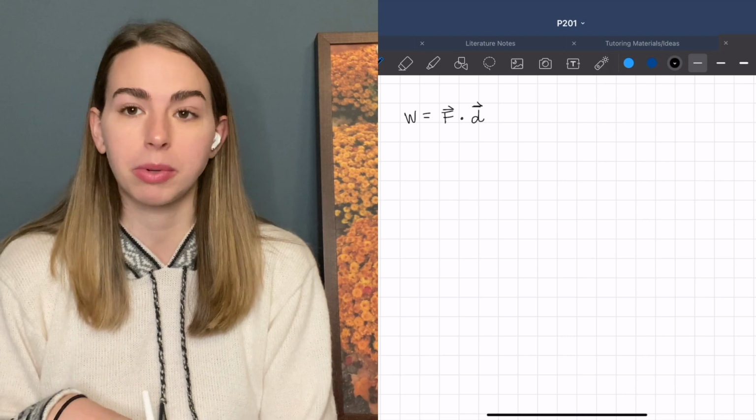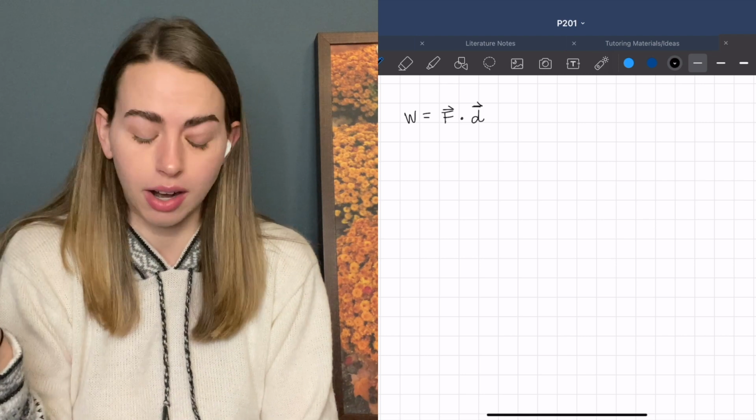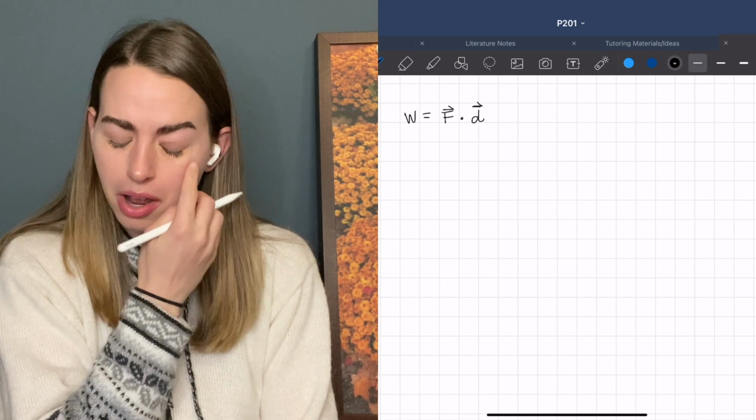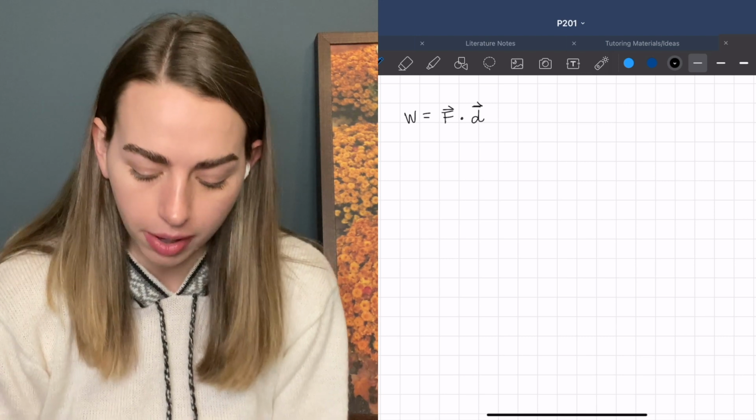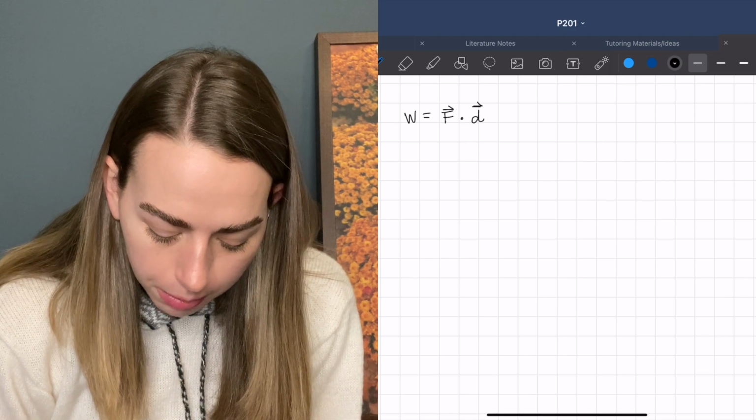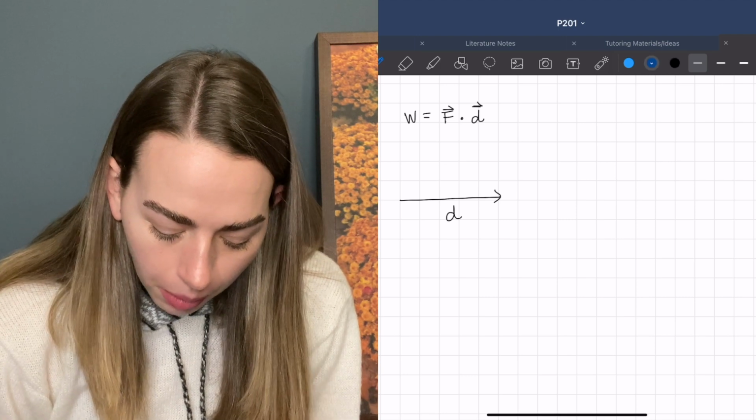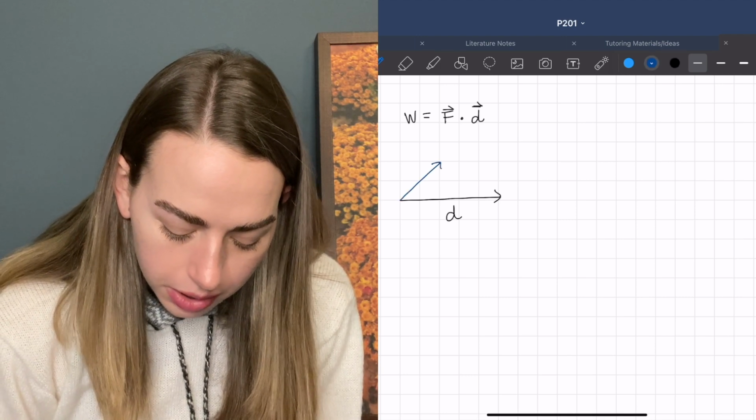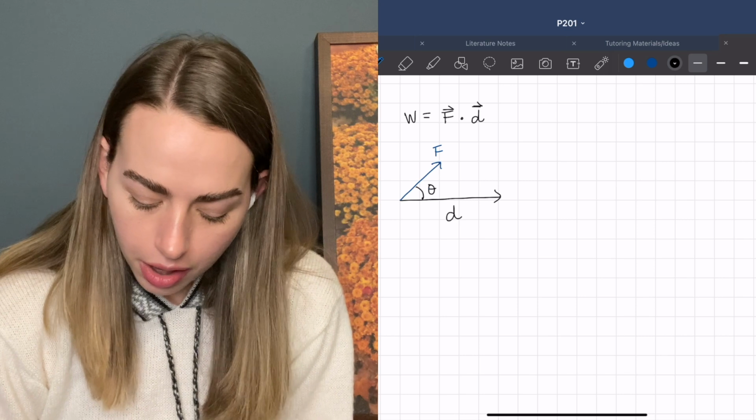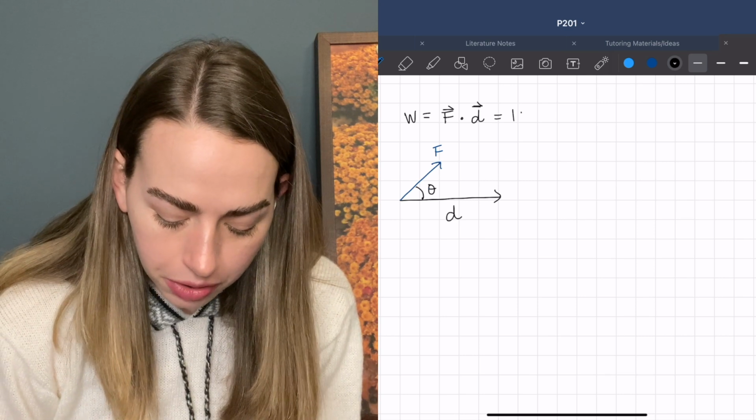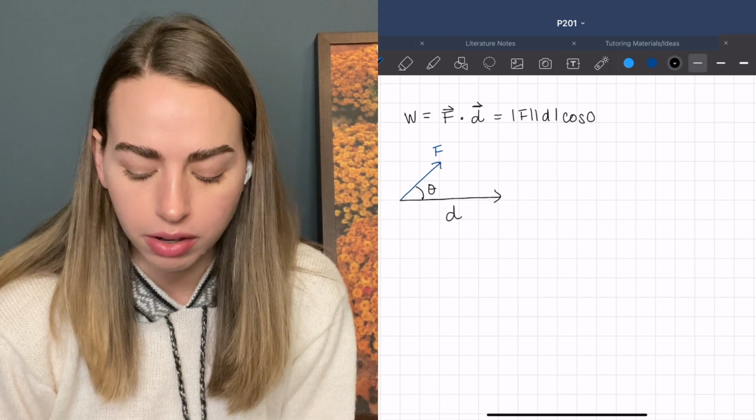I'm not going to go into the cross product here because we don't need it till later. So this type of multiplication is a dot product, which is why they use that special dot to indicate the multiplication. So all that the dot product means is that if we have an object moving along some distance d, and all the while it's being pushed by some force F, and there's some angle theta between them, the dot product is going to be equal to the magnitude of that force times the magnitude of that distance times the cosine of theta.